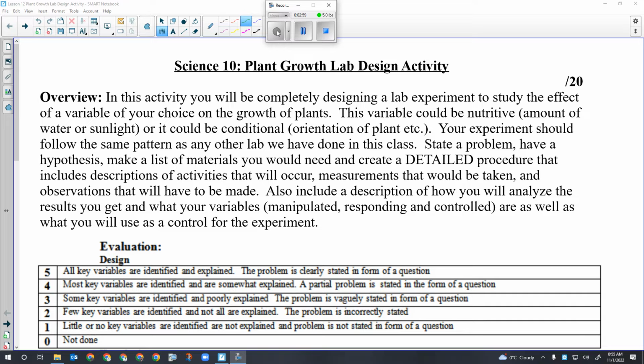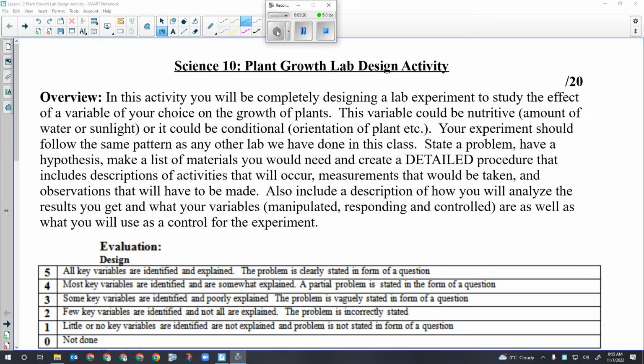Okay, so in this activity, you will be completely designing a lab experiment to study the effect of a variable of your choice on the growth of plants. It can be anything you want. It could be about water, it could be about light, it could be about dirt, whatever. You just have to figure out what it is you want to test, and then you have to make sure that you actually design an experiment that tests only that.